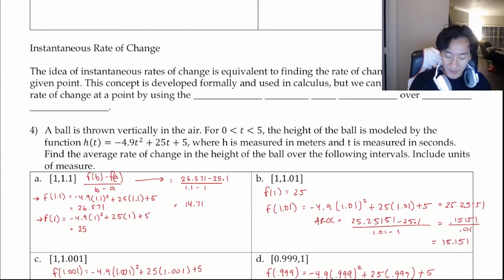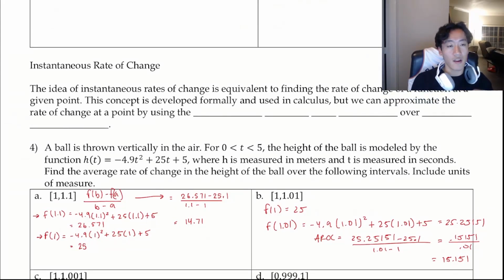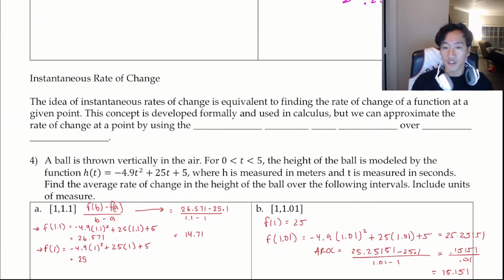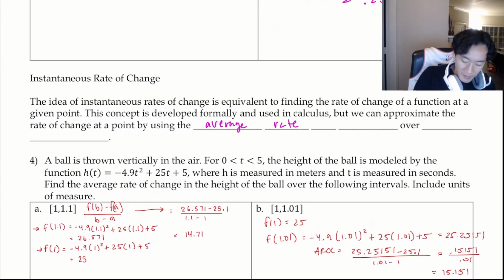Now here's instantaneous rate of change. As far as this goes, let's just fill out the missing blanks that we have here, right? So the idea of instantaneous rate of change is equivalent to finding the rate of change, so same thing, just a different name, right, of a function at a given point. This concept is developed formally and used in calculus, but we can approximate the rate of change at a point by using the average rate of change, right? Average rate of change formula over smaller intervals.